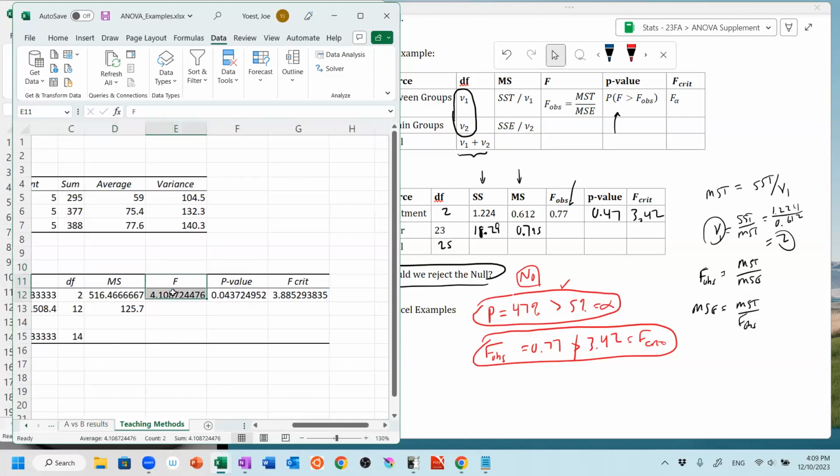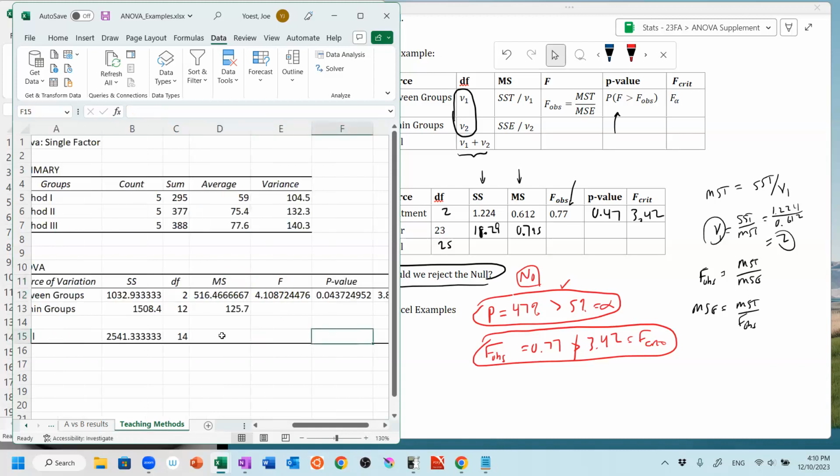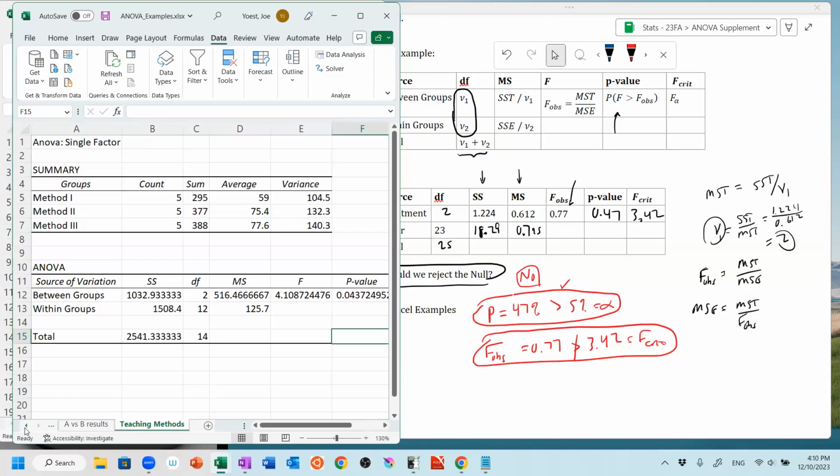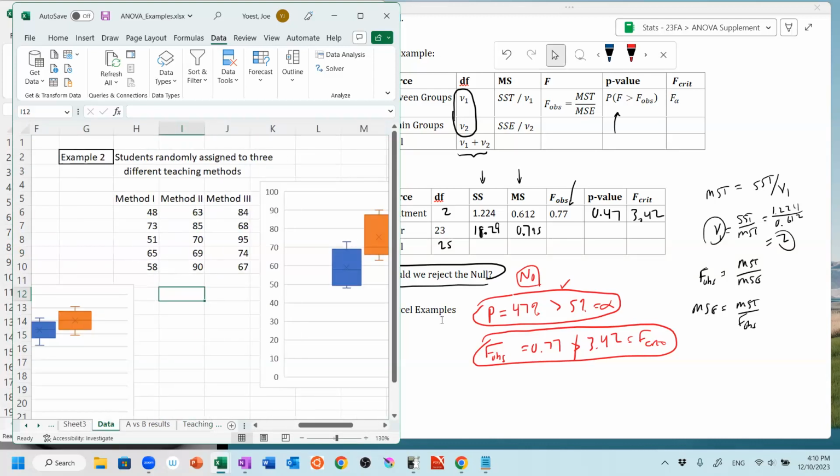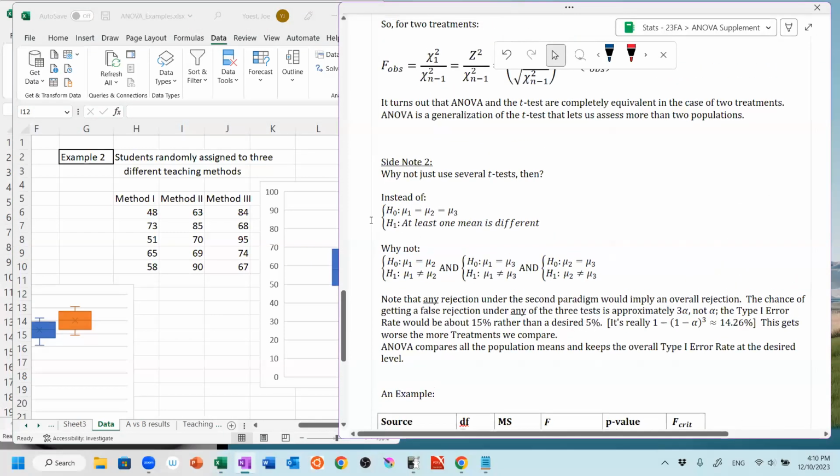I note that my F observed of 4.1 is indeed to the right of F critical of 3.88. I note that my p-value is indeed less than 5%. In this case, I would reject the null. I would reject the null that the means are the same, and I would conclude that at least one mean is different from the others.